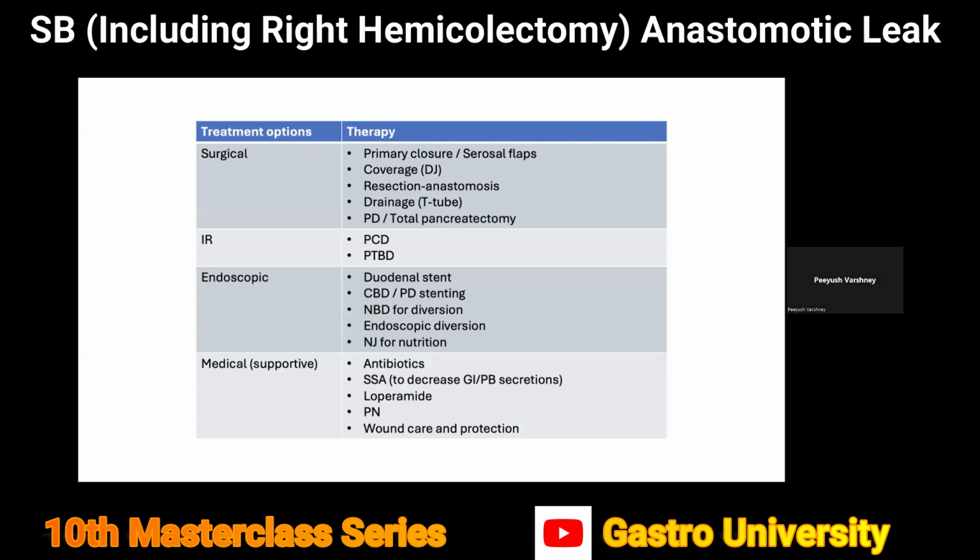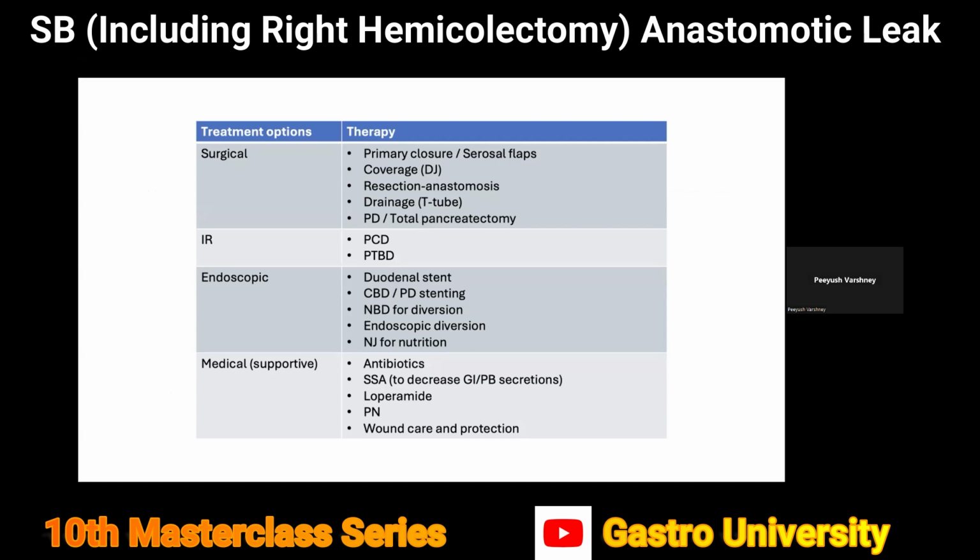The treatment options available for the duodenal leak can be primary closure or coverage with a serosal flap, or duodenojejunostomy, or segmental duodenal resection, putting a drainage tube for biliary diversion, and finally a Whipple's procedure, which is more technically demanding and should be carefully selected.